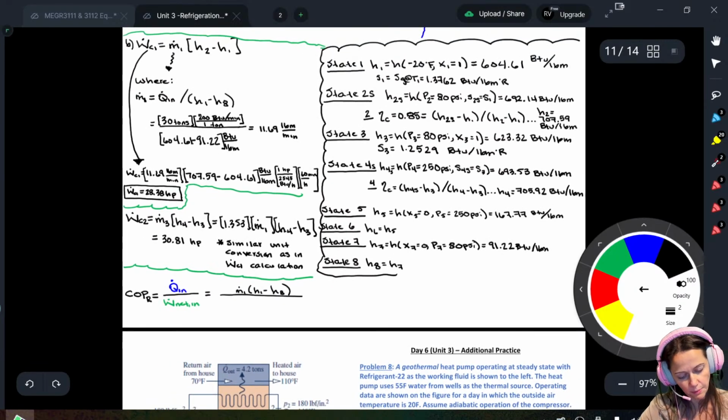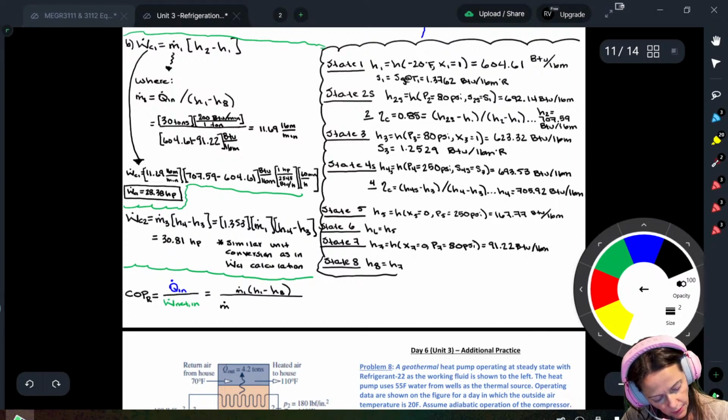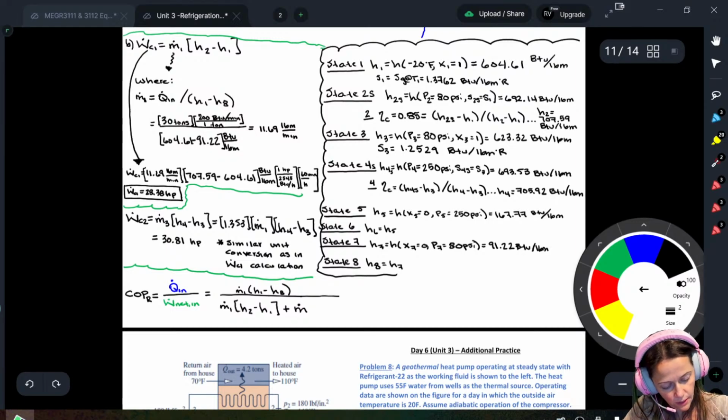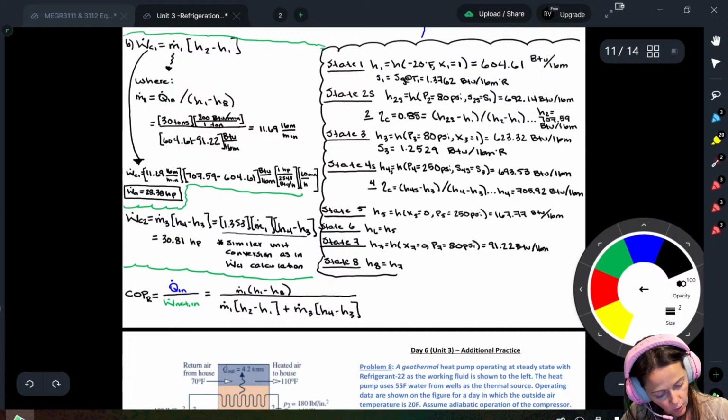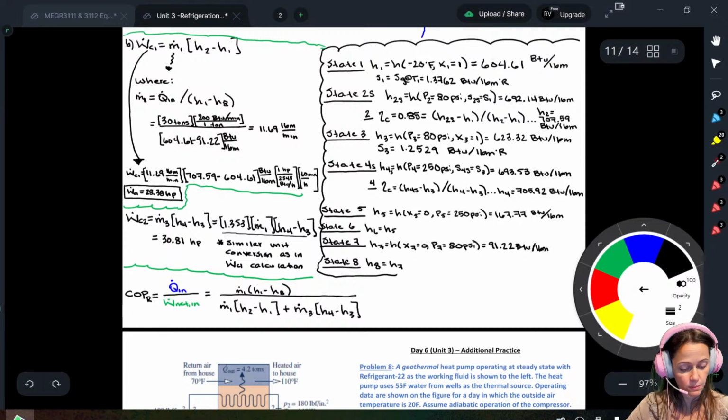So what is this going to be? W dot C1 would be M dot 1 times H2 minus H1, plus then I've got W dot C2, which is this guy right here, right? I'll put it as M dot 3 times H4 minus H3, where we know what M dot 3 is.